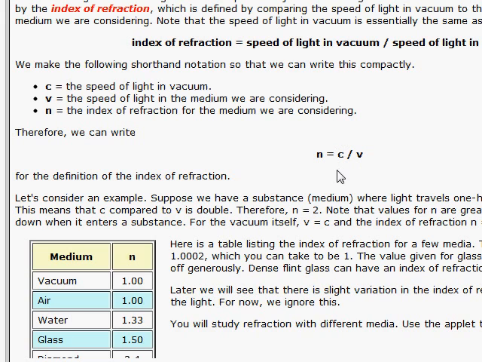C divided by V. Suppose the speed of light in the material is 200,000 kilometers per second. Well, you write down your 300,000 kilometers per second up here, which you memorize, and then divide by 200,000 kilometers per second, and you're basically taking 300,000 over 200,000. That's 3 halves, 1.5. The index of refraction, which corresponds to glass.